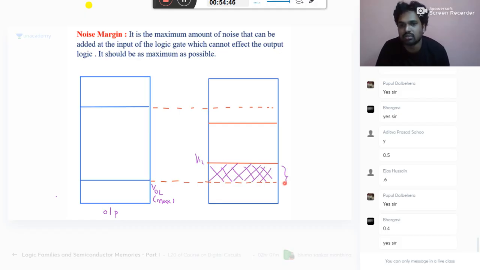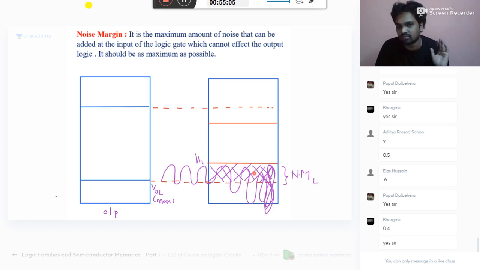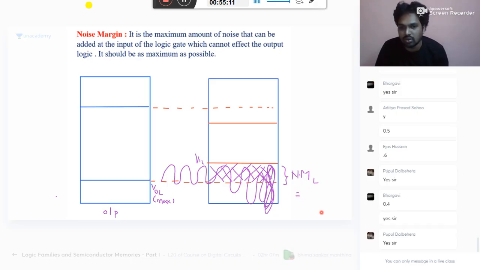is called noise margin low. When the output is at low, you can have this much noise. Make this much noise, I am okay. I am happy. I don't have any effect. Understand? This is what we call noise margin low. What is noise margin low, sir? It is the voltage difference between VIL and VOL.